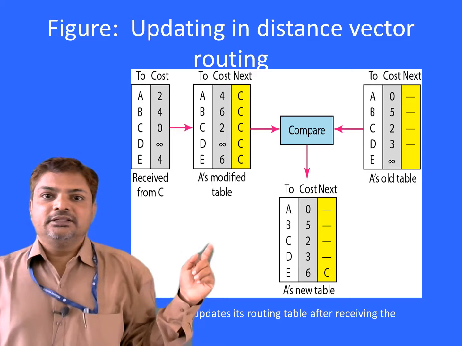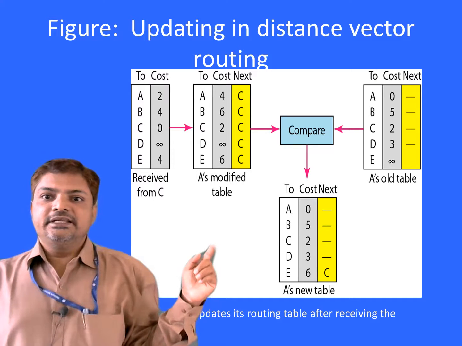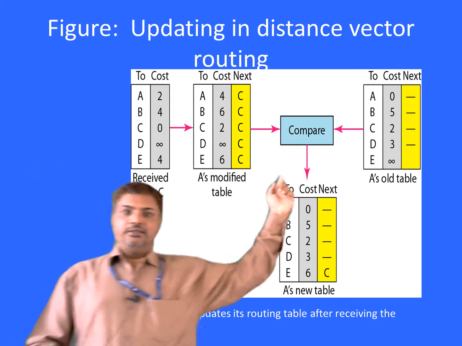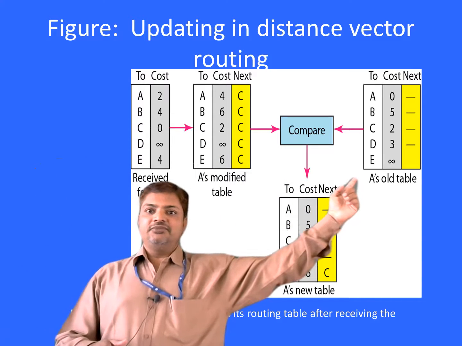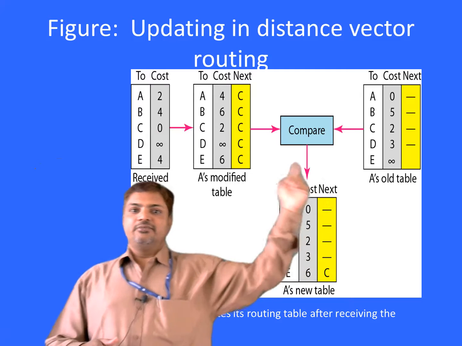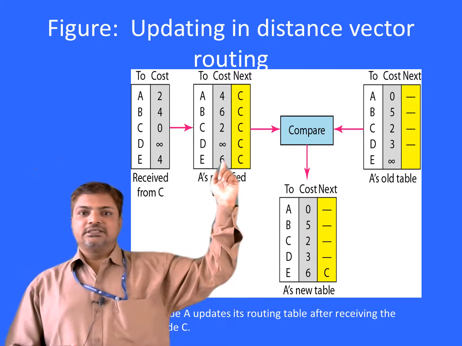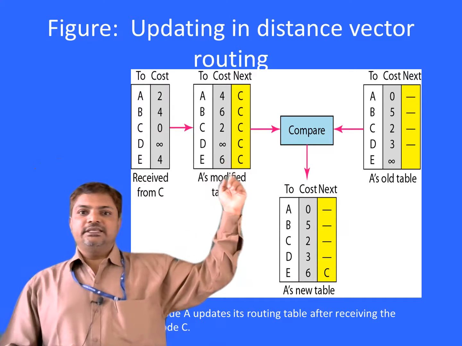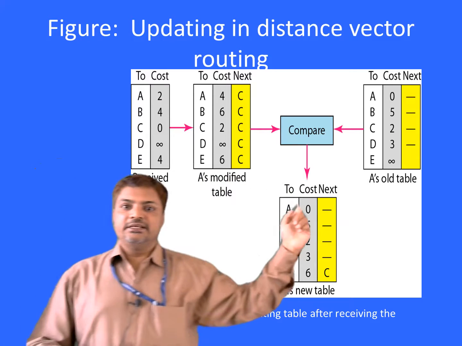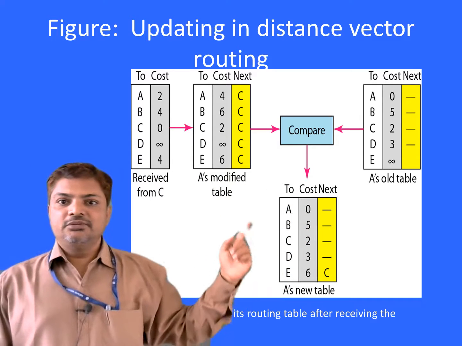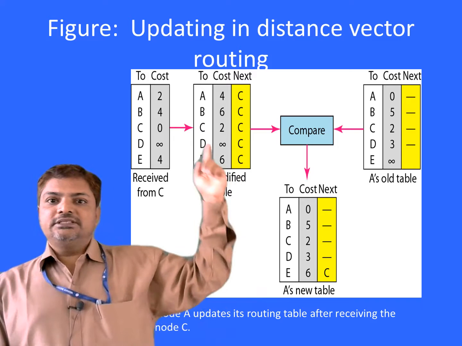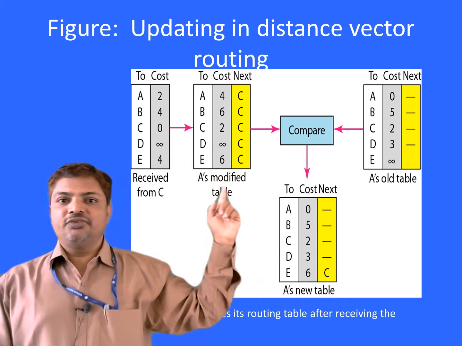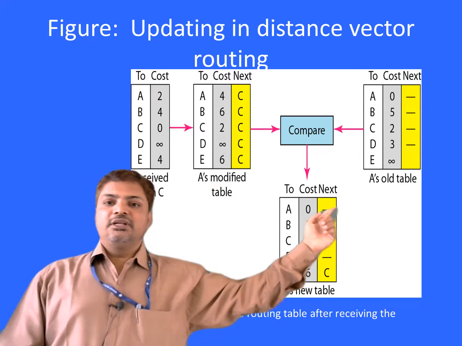So this last row is missing here. Here the E value is infinite. But here the last row value is 6. The cost to reach E from A through C is 6. So this has been updated in A's new table. This table is then compared with A's old table. A's modified table is compared with A's old table.